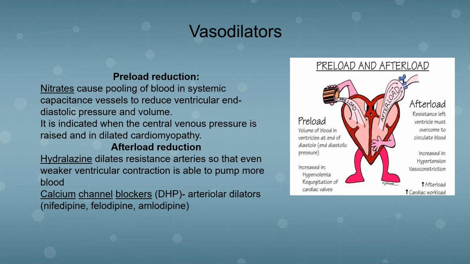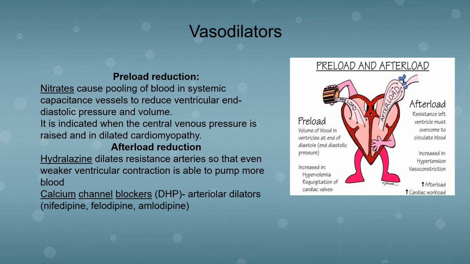The first group is the nitrates. Nitrates, basically they cause pooling of blood in systemic capacitance vessels. So they will reduce the ventricular end diastolic pressure and volume. So it is indicated when CVP is raised and even in dilated cardiomyopathy. So preload reduction. Venodilators, nitrates, pooling of blood into the systemic capacitance vessels.